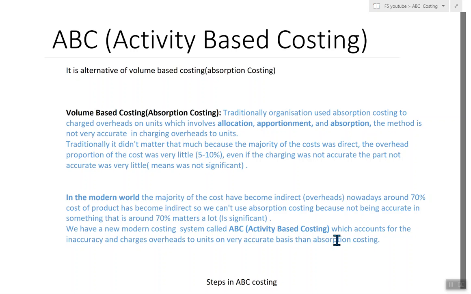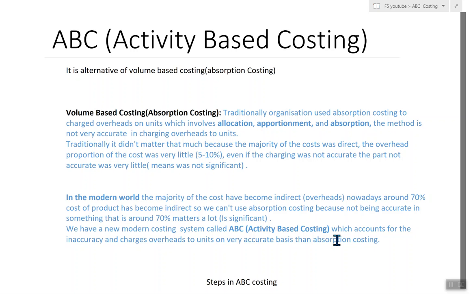But the problem with absorption costing was that we were using only a few measures. We were using labor hours, machine hours, and units. They were the three main things that we were using. There were other things as well, but in most of the questions we saw we were doing labor hours, machine hours, and units. And we were using machine hours and labor hours either for the whole organization, which was called a blanket rate, and then we might have a separate rate for each department, which was called a departmental rate.